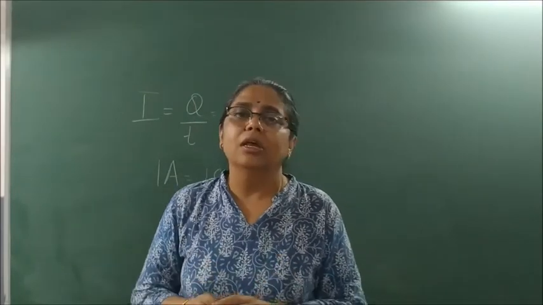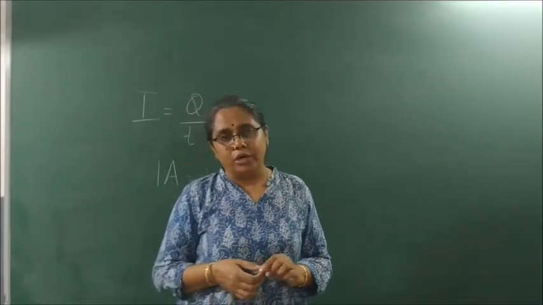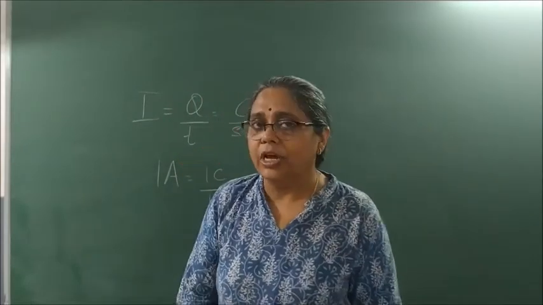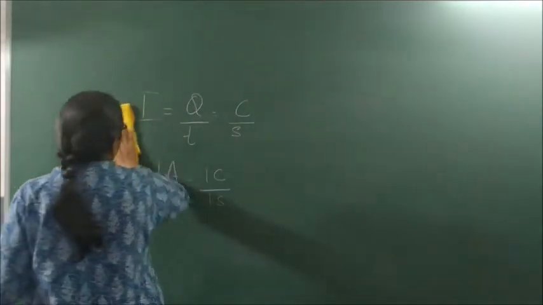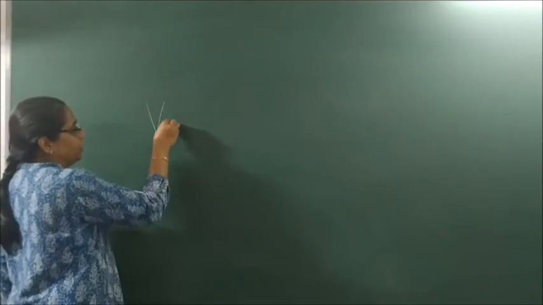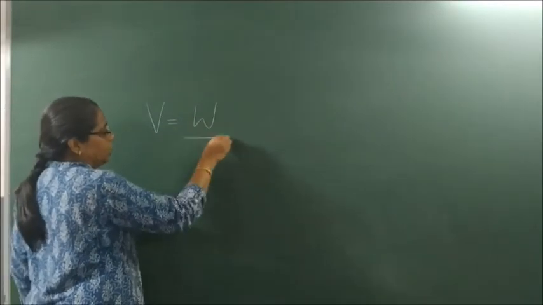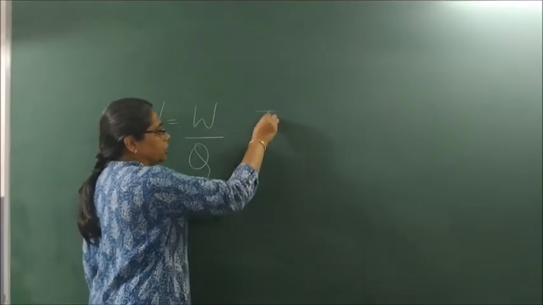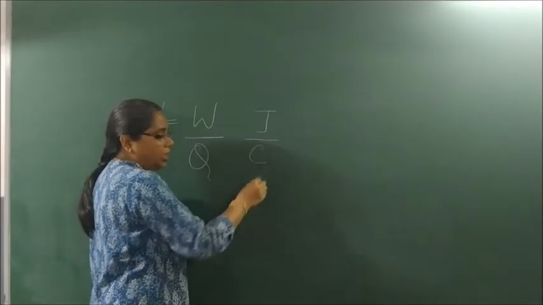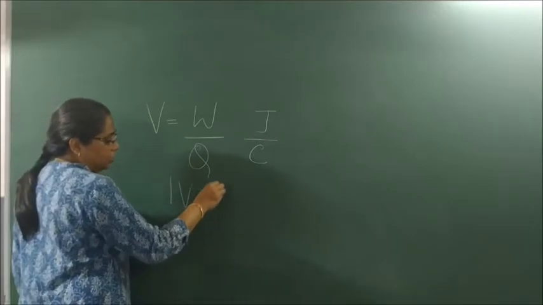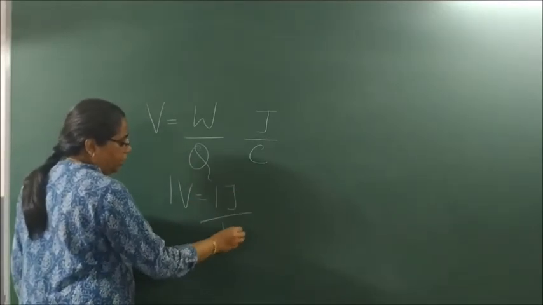Potential difference. We say the amount of work done in bringing a unit positive charge from one end of the conductor to the other end in an electric field is called potential difference. How do we denote potential difference mathematically? V is equal to W by Q. W is measured in joules, Q is measured in coulombs. So we say 1 volt is equal to 1 joule by 1 coulomb.